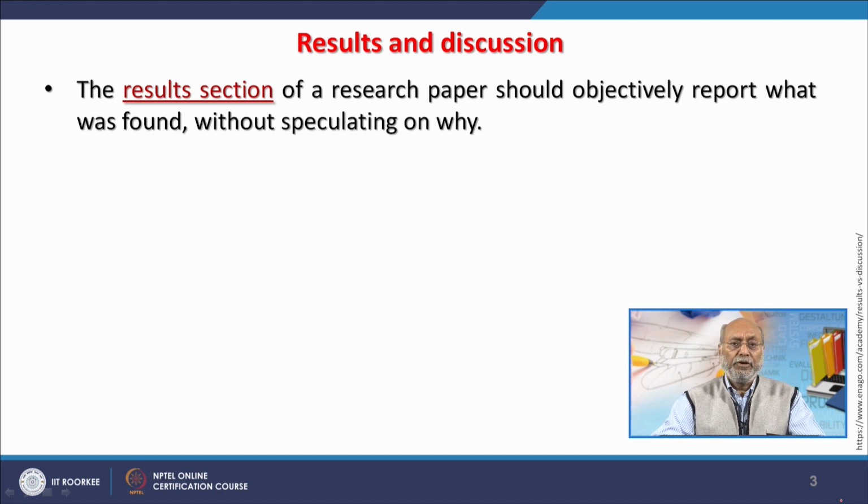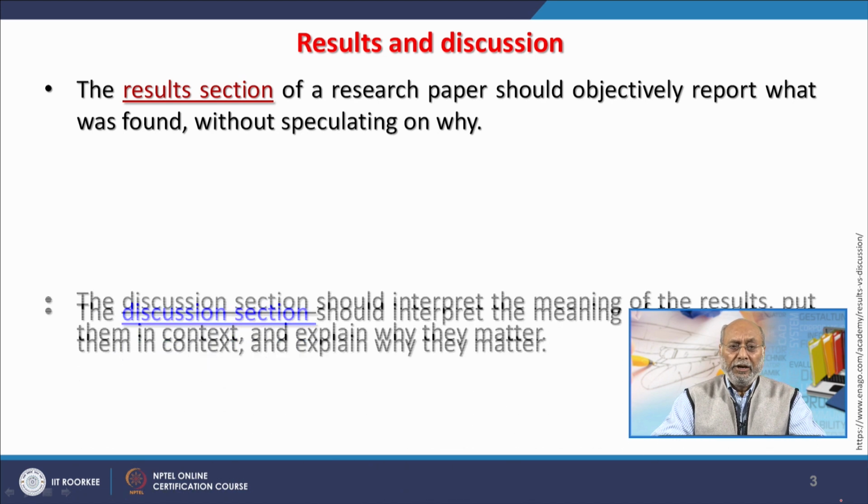The results section of a research paper should objectively report what was found. Objectively here means that whatever objectives were laid down initially for the research, we should write our results section in a manner that mentions how those objectives, which were set initially, have been achieved. And further, an important part here is that there should not be any speculation on why it is so, or speculation on others' work, because the results section is purely the result of whatever research has been done.